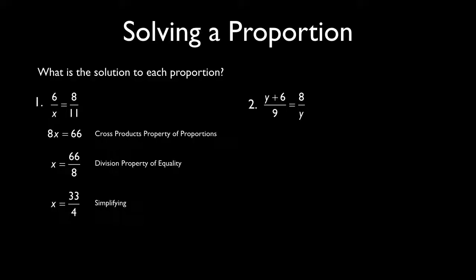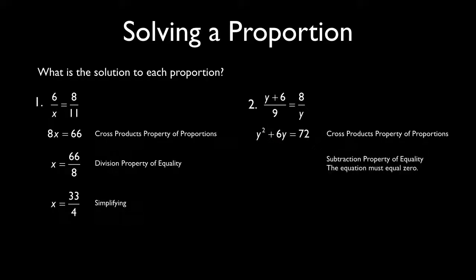Now for this next one, it's a little trickier. We are going to use the cross products property of proportions, but notice when we multiply the extremes, we get y times the quantity y plus 6. So we need to distribute the y to everything inside the parentheses. Y times y is y squared, and y times 6 is 6y, and of course 8 times 9 is 72. In this situation, we're going to need to use the subtraction property of equality to make the equation equal 0. To solve a problem like this, the equation must equal 0.